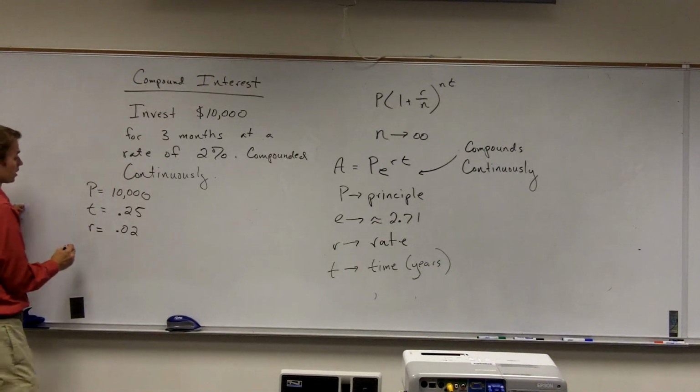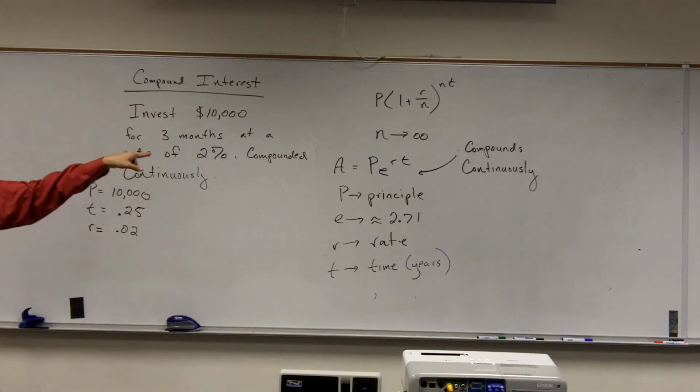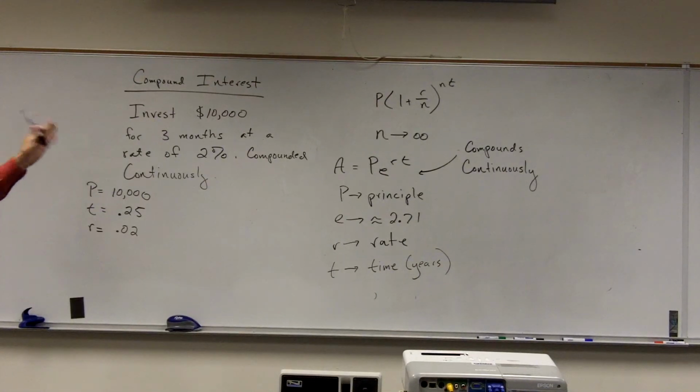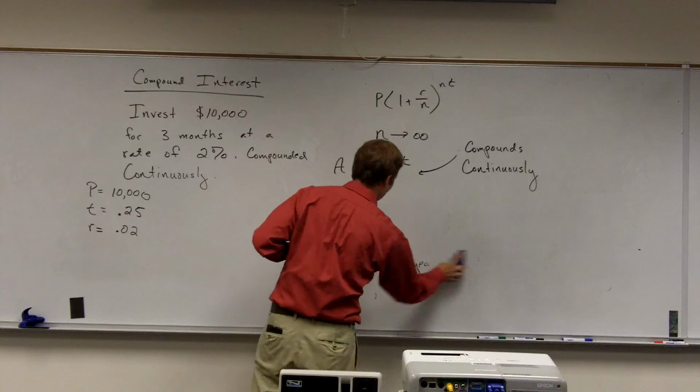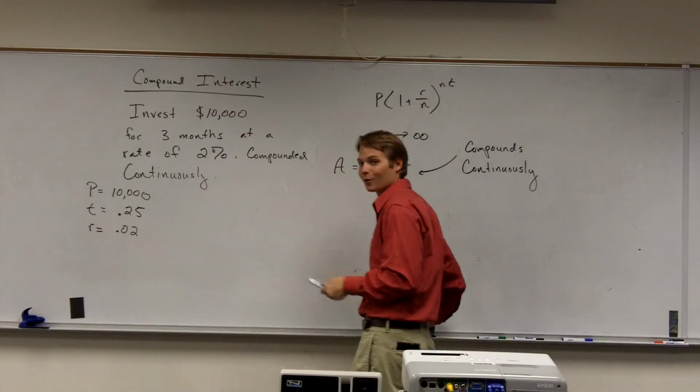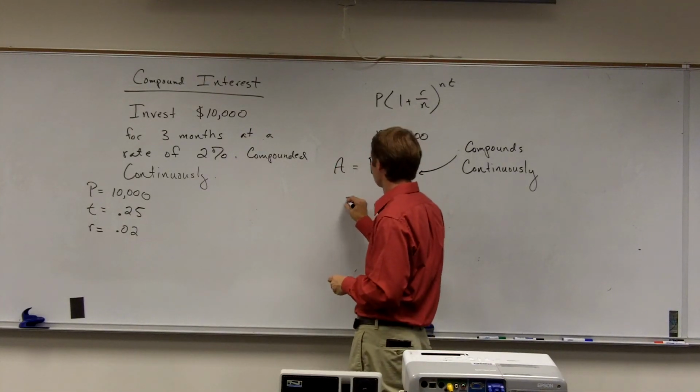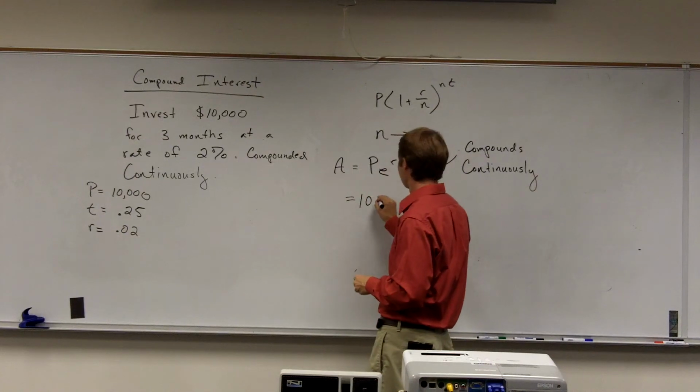And then it's compounded continuously, so we know it's using this function. If it says it's compounded monthly or whatever, you have to use the first function. The problem should tell you how it's going to compound, and that's how you know which equation to use. From here it's pretty straightforward. Once you have all this, you can just plug in the values.